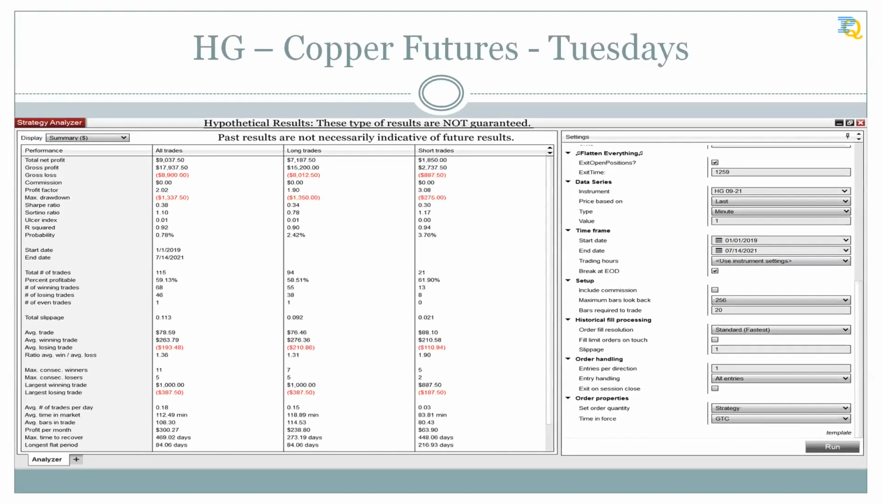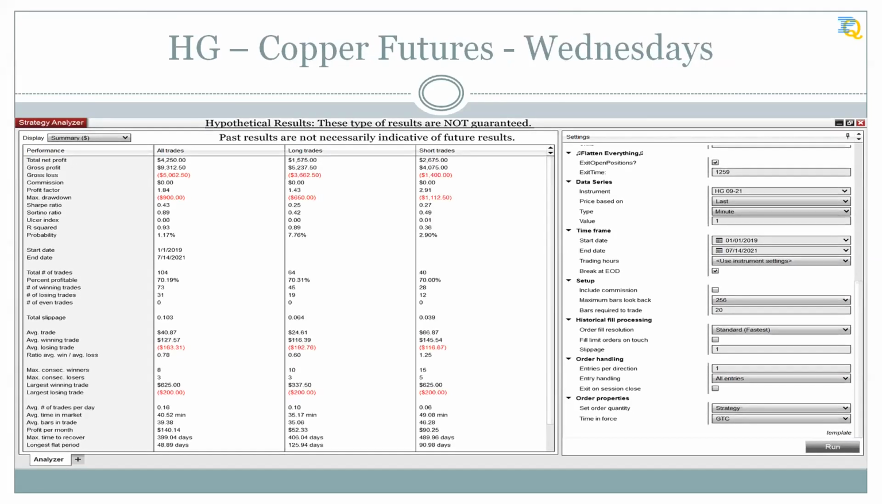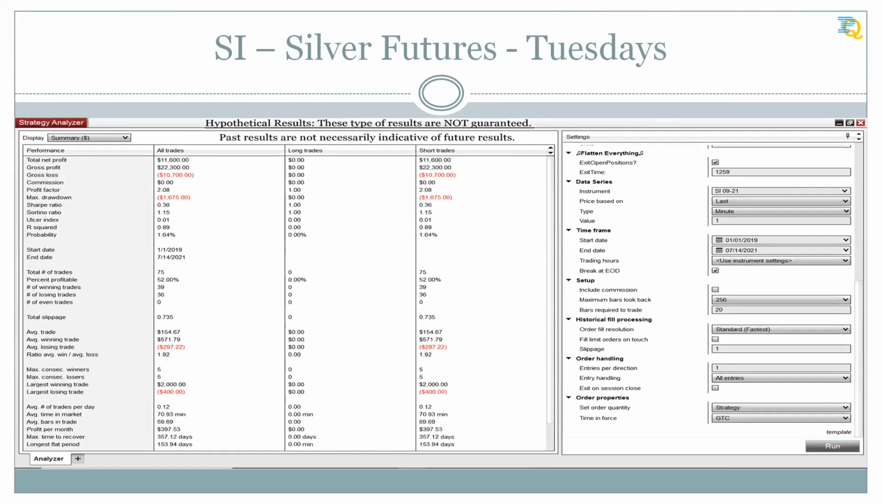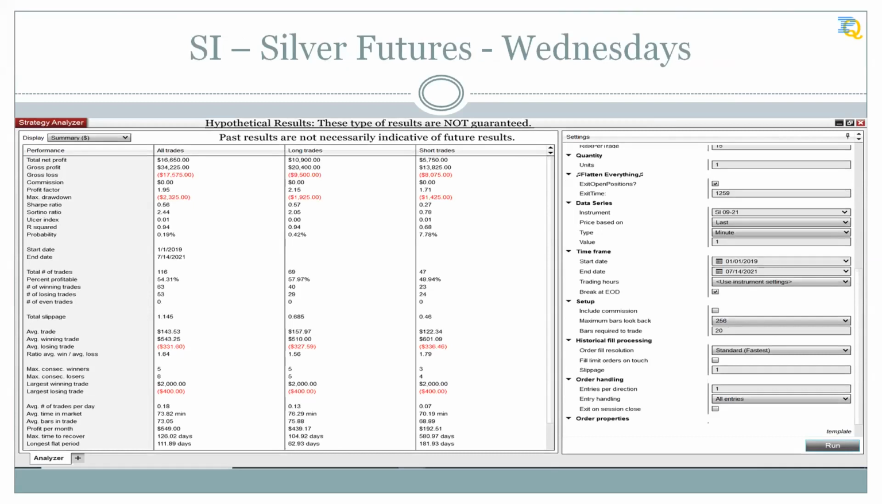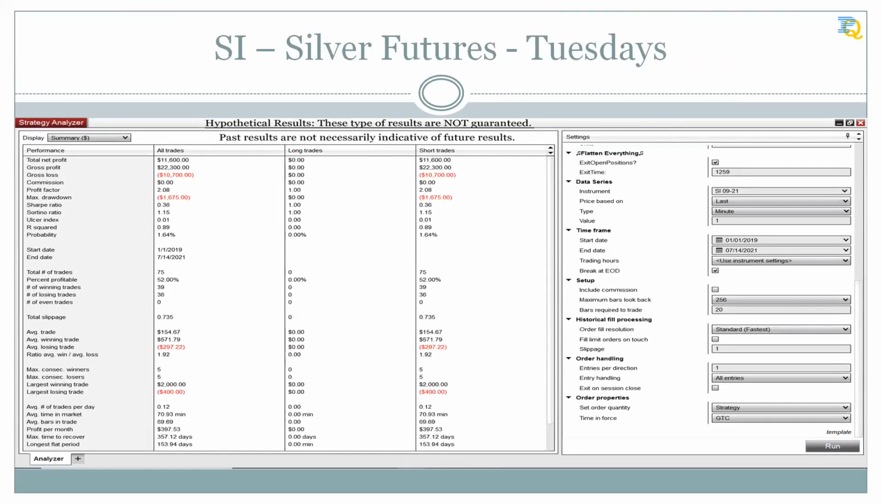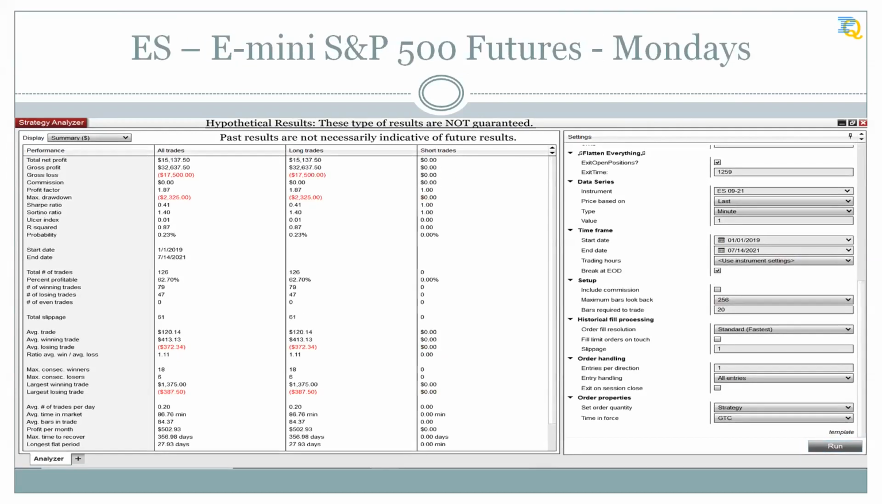Now, why did I show this to you guys? Look at the difference. Do I want to trade copper every single trading day? I have to make that determination. You as a trader have to make that determination. Okay, let's move on. So silver: Mondays, Tuesdays, Wednesdays, Thursdays, Fridays. Do I want to trade silver every day? As a trader, I have to make that determination.